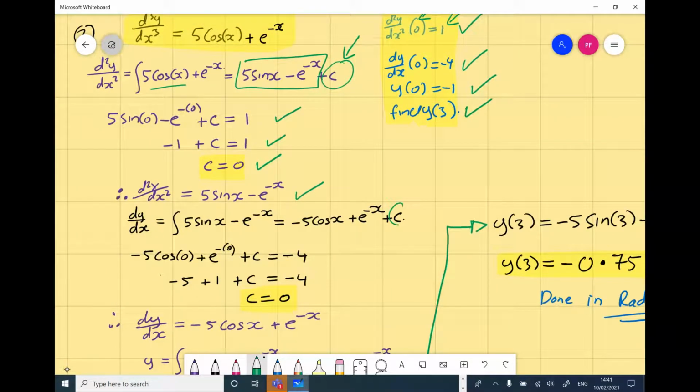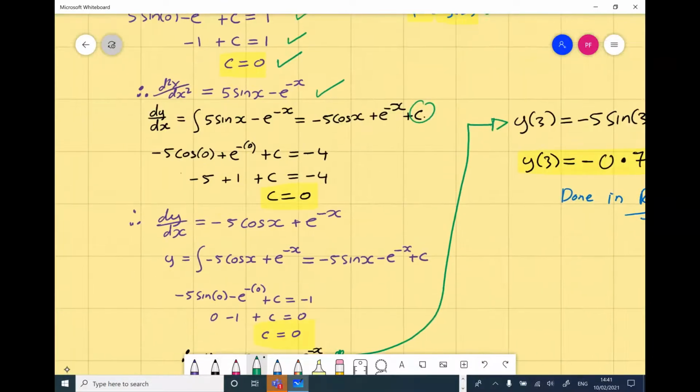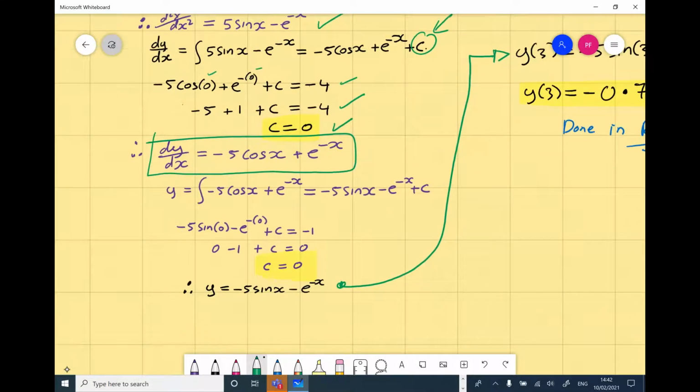So we've got to find out what our c is. We know in our first derivative, if I put in 0 for x, it should be equal to minus 4. So I put in 0 for x and let it equal minus 4. I get minus 5 plus 1 plus c equals minus 4, and c is equal to 0. So my integrated function is just minus 5 cos x plus e to the power minus x.